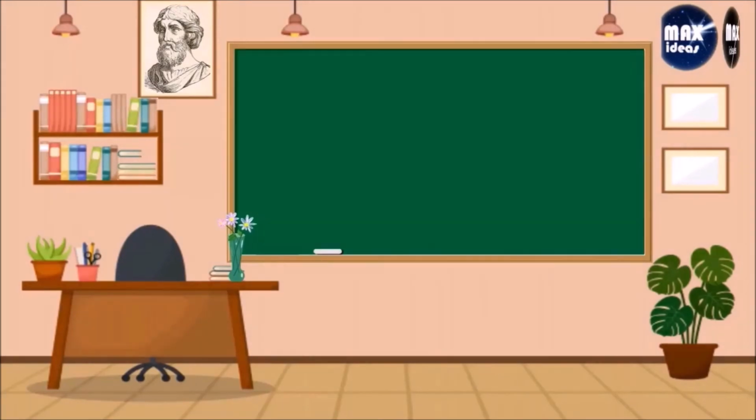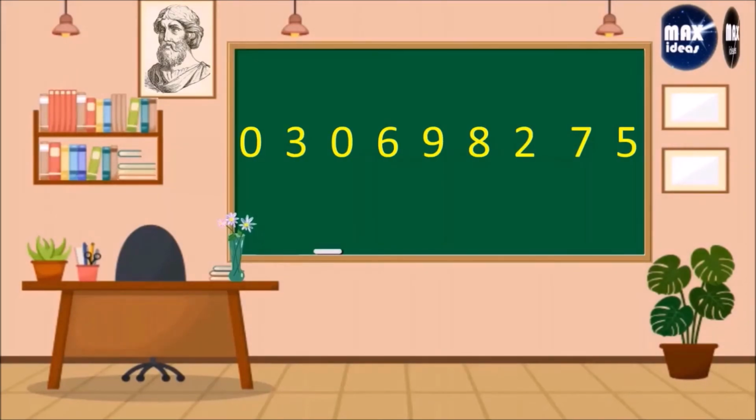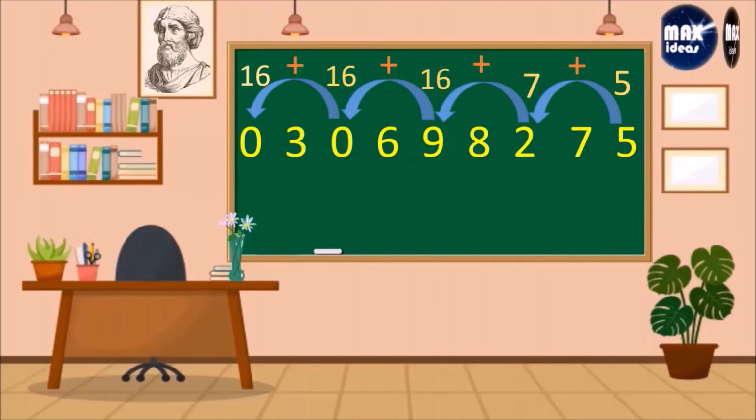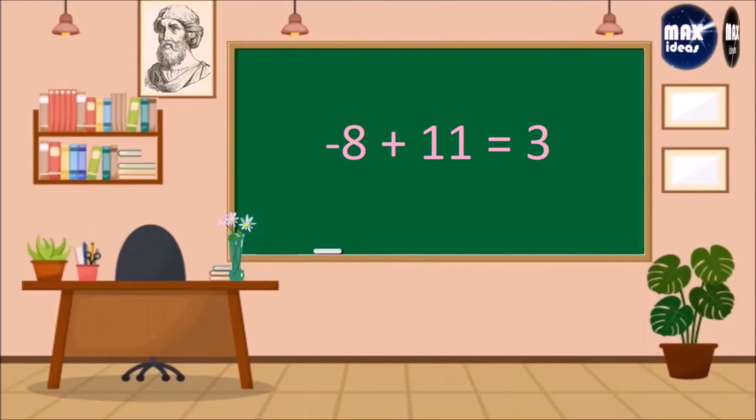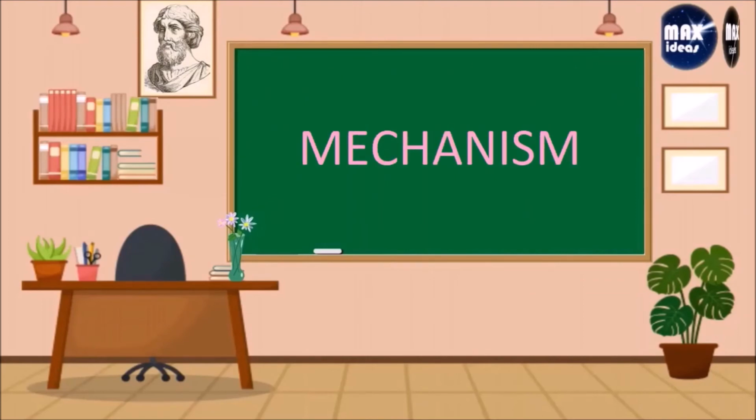Example 2. 30,698,275. We have to put a 0 to the front because it is an even number of digits. 5 and 2, 7, and 9, 16, and 0 equals 16. Then subtract 3, 6, 8 and 7 from 16, and it is negative 8. As it is a negative number, add 11. The remainder is 3.